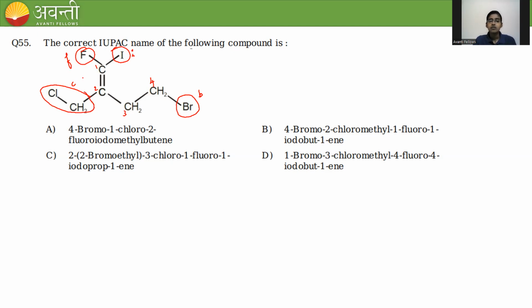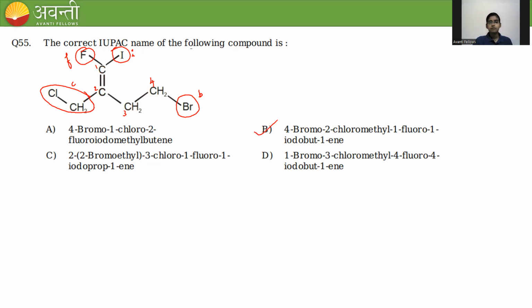Now, we have to name the compound in accordance with the alphabetical order, right? So, in the alphabetical listing, B comes first. So, it is 4-bromo, 2-chloromethyl, 1-fluoro, and 1-iodo. Since the parent chain contains 4 carbon, it is but, and the double bond is between carbon 1 and 2, so it is but-1-ene. So 4-bromo, 2-chloromethyl, 1-fluoro, 1-iodo, but-1-ene. That is the answer, and it is given in option B.